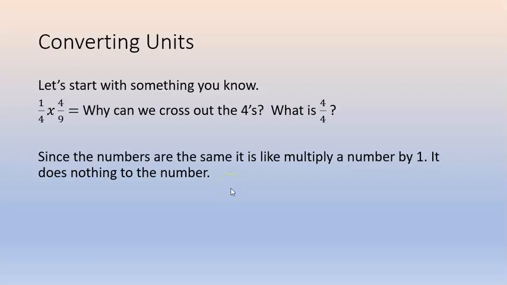In today's lesson, we're just going to do converting simple units. So I want to start with something that you actually know. 1/4 times 4/9. Why can we cross off these two 4s? If I'm going to solve this, I would cross these two off, and my answer would be 1/9.